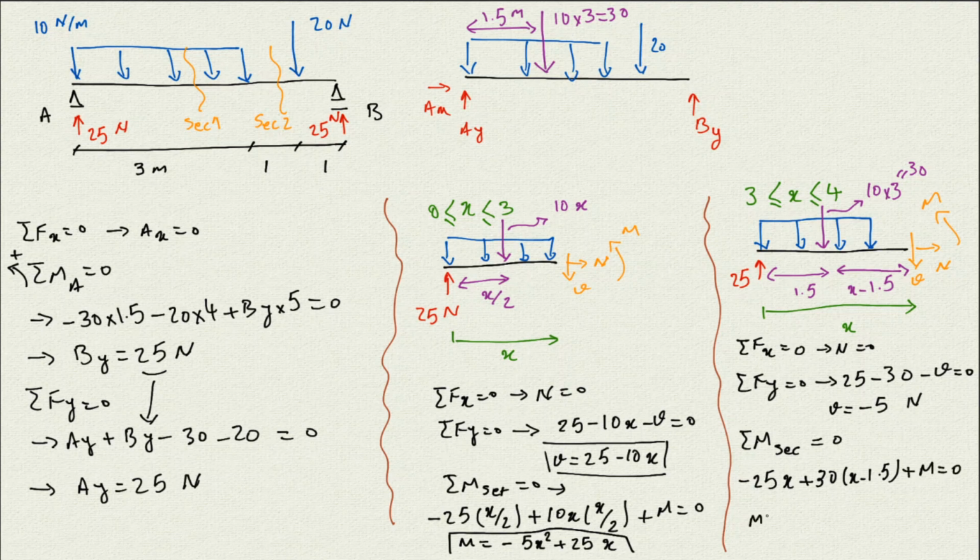And then if we do the calculation, it's going to give us M is negative 5x plus 45 Newton meter. So this is going to be our equation for the M when we go between for that section, and this is the V. It's going to be constant in that section. Now that we have these two sections, the last one we need is again another set of sections.